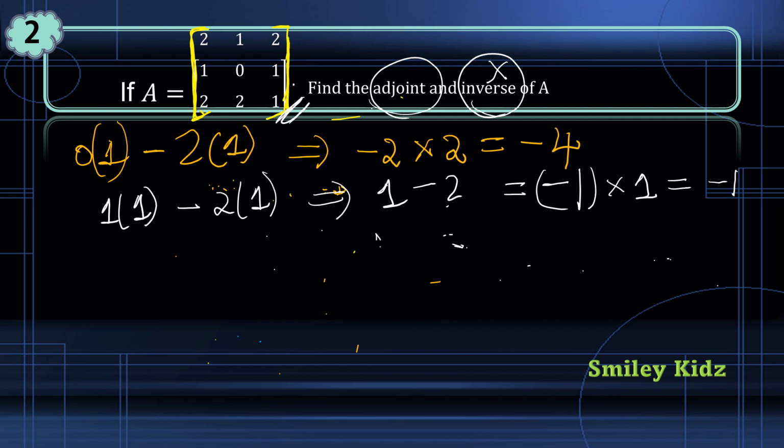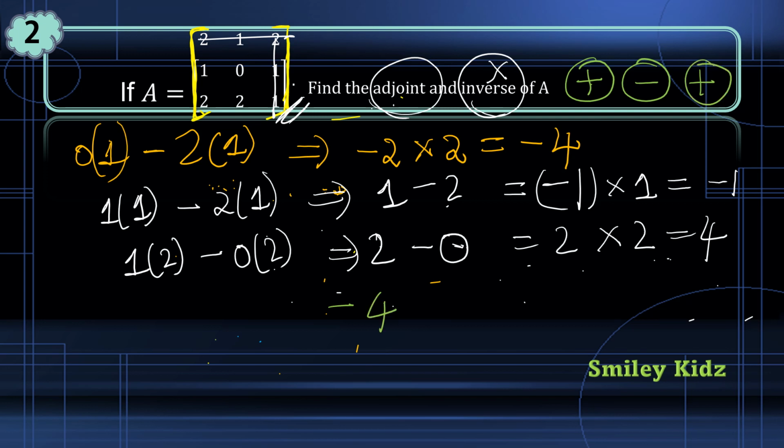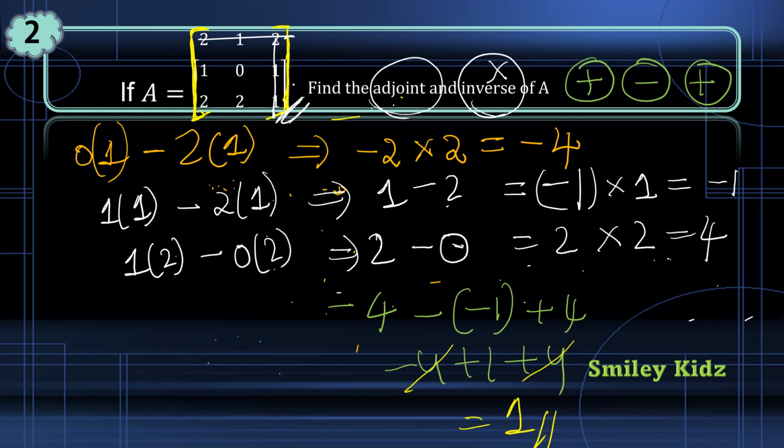Then let's cut down the rows and columns 2 belongs to right now. Then it will be 1 into 2 minus 0 into 2. This is going to be equal to 2 minus 0, that is 2. Now this 2 again should be multiplied with 2. Here we have 4. Now let's find out the determinant. Here we are going to follow the plus minus plus rule, isn't it? So minus 4 minus of minus 1 plus 4. That will be minus 4 plus 1 plus 4. Here it is going to be equal to 1. Since determinant is not 0, hence inverse of matrix actually exists.